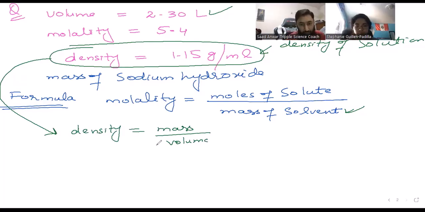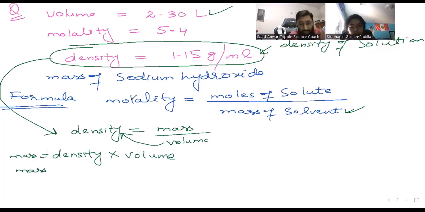The game seems very simple. So I take volume to the other side, so mass would be equal to density times volume. That would give me a mass. This is density of solution, so I would get mass of solution. Density is 1.15 gram per ml. Volume is 2.30 liter. A problem arises here because in density the volume is in ml while that volume is in liter. So I have to convert this ml into liter as well.